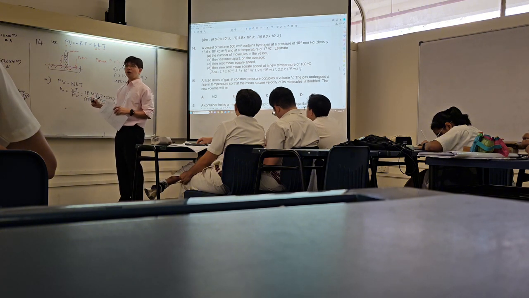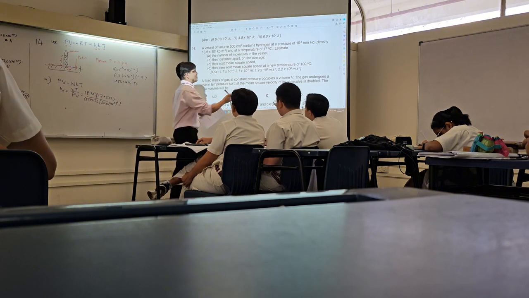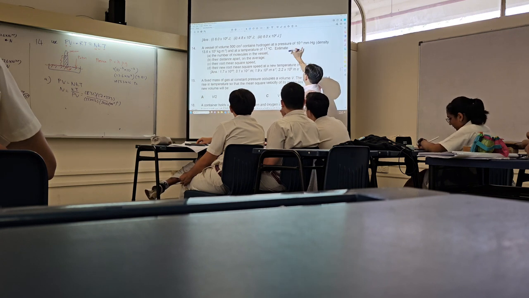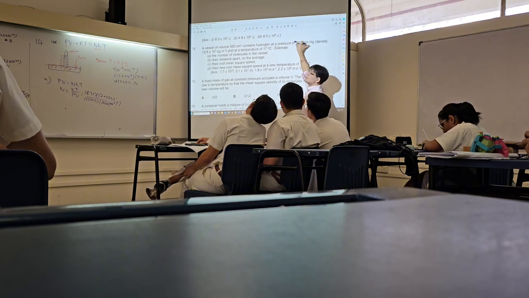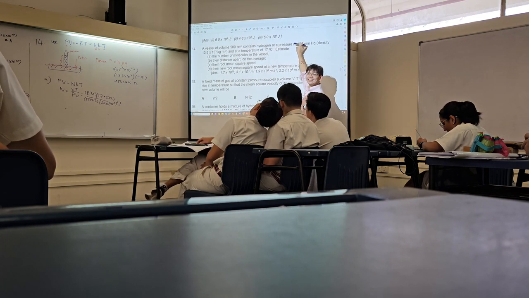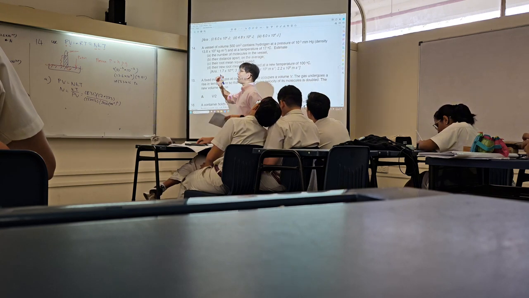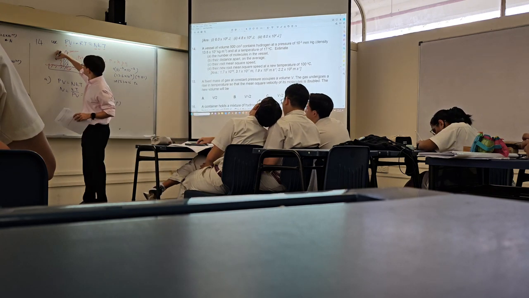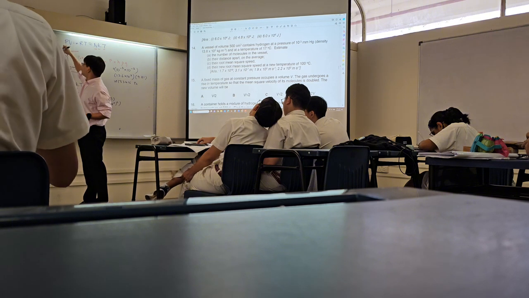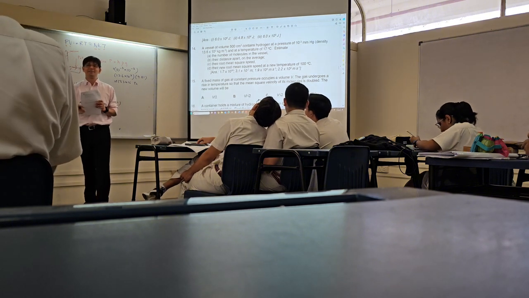0.133, right? This is literally the height of Hg, 10⁻³ millimeters. That's what the mmHg stands for. How many millimeters of mercury is in that column?